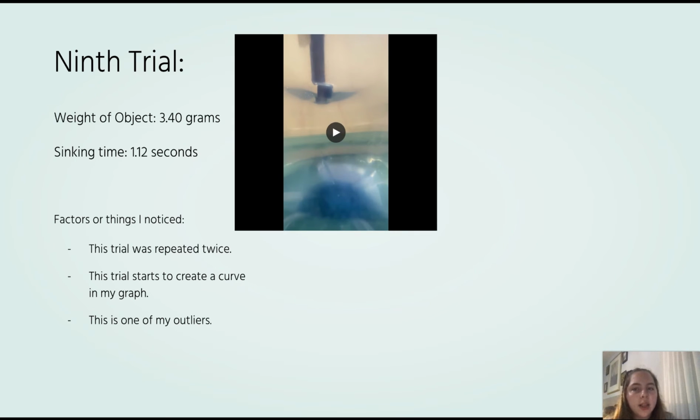Okay, the weight of the ninth trial is 3.4 grams. It has a sinking time of 1.12 seconds. Some factors and things I noticed was that this trial was actually repeated twice because I wasn't quite sure first about the sinking time because it increased from 0.94 at my eighth trial to now 1.12 seconds. This is the point where my trial starts to create a curve in my graph. And it's actually one of my outliers because I didn't predict this in my data. So we can assume that around 3.1 grams, the sinking time is at the most fast point.